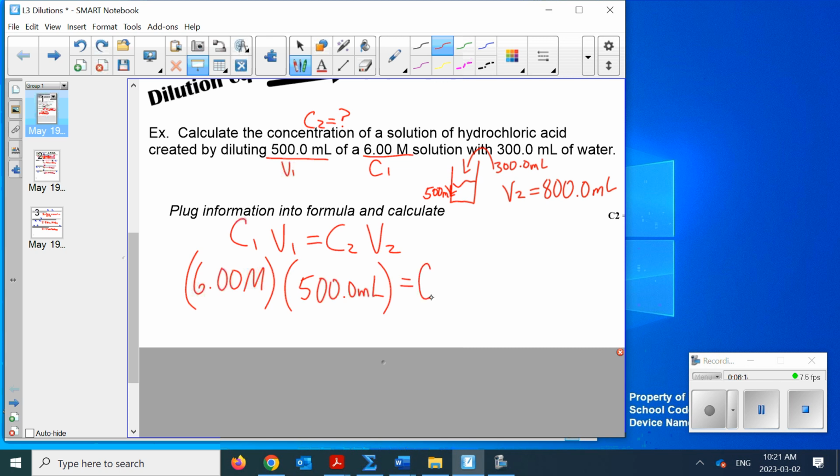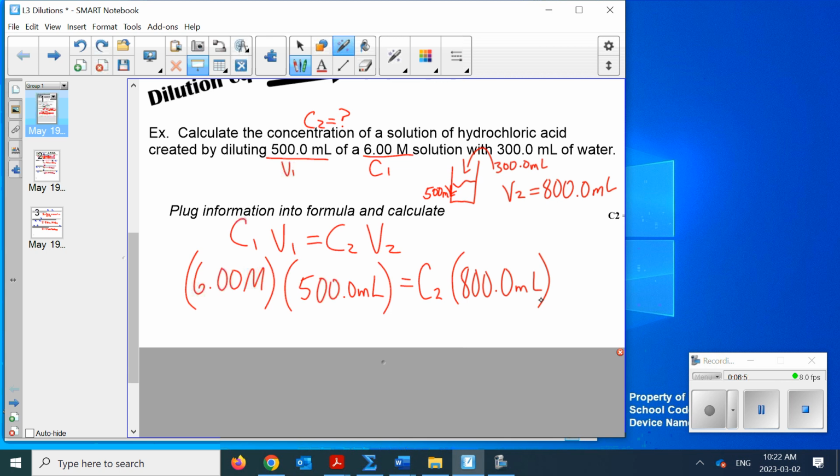Concentration is what I'm looking for. It's my variable. Solving for 800. Now I know in the past, whenever you have mL, you change it to liters, right? And this works. Go ahead and change it to liters. But because you have mL on this side and mL on this side, as long as they're the same, you see that really they just divide out. So if they're matching, keep it in mL, it's less work.